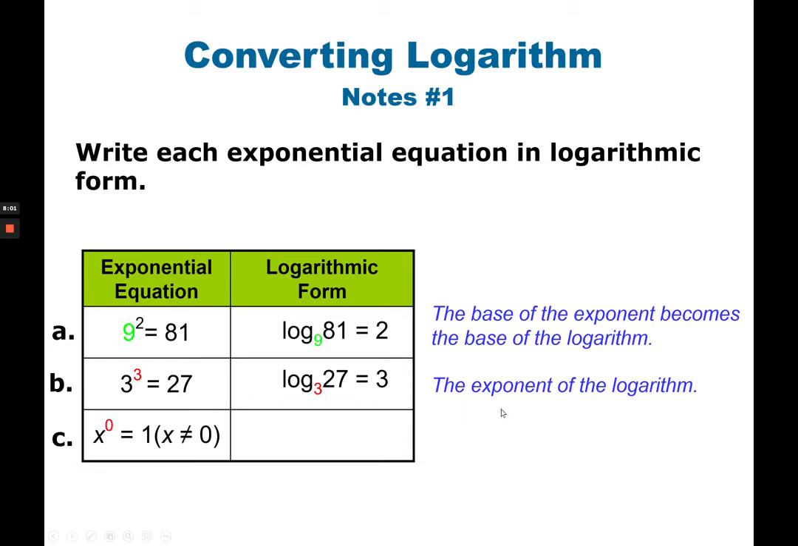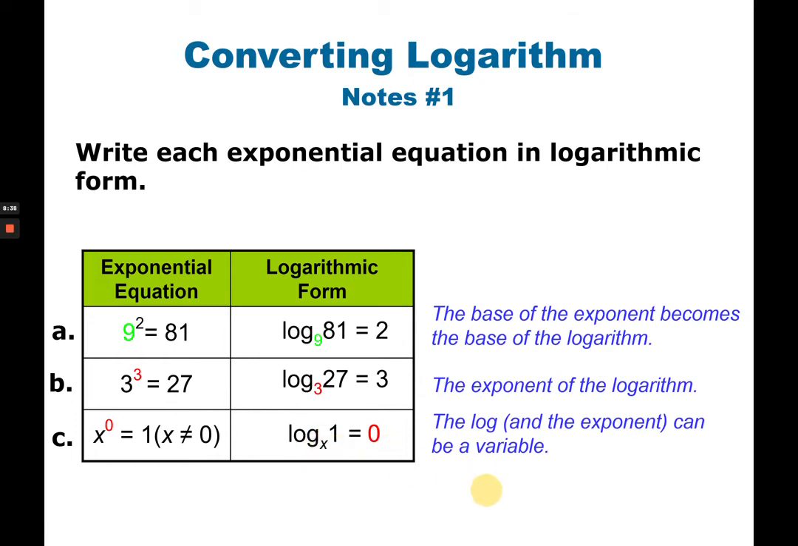The exponent becomes the logarithm. This 3 goes on the other side, and 27 is going to be your argument. X raised to 0 is equal to 1. This is a trick question. So logarithm base x of 1 is equal to 0. The base and the exponent can be a variable.